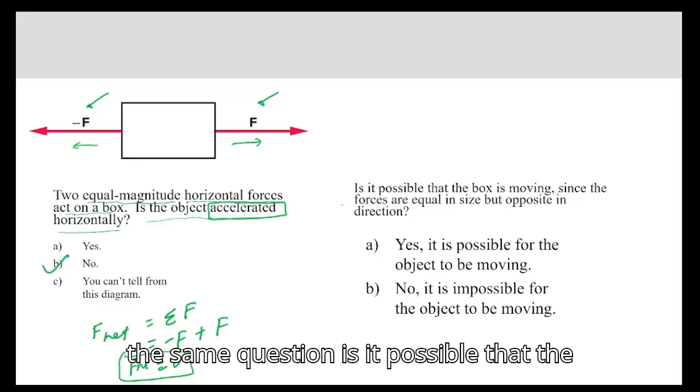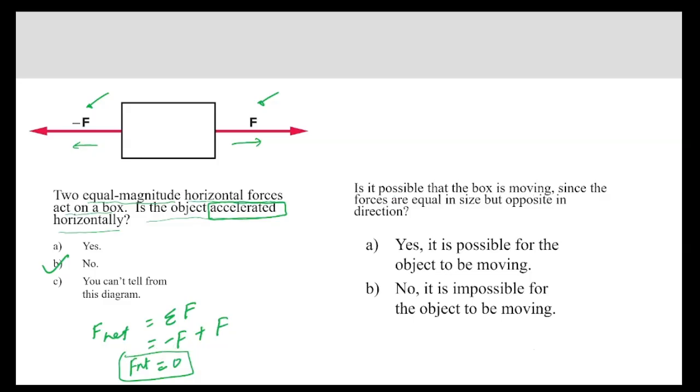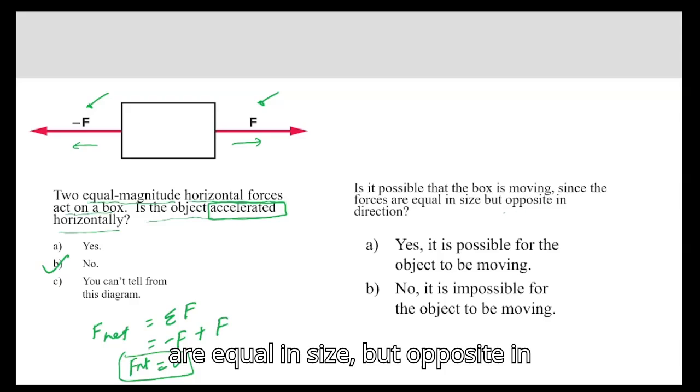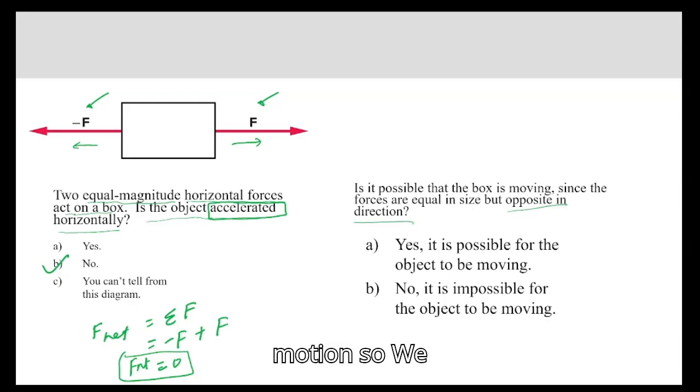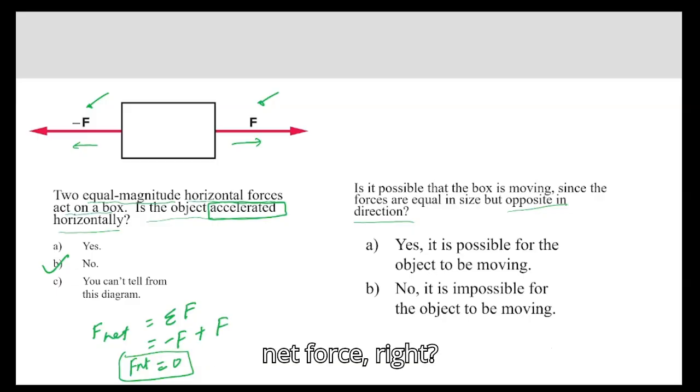Now for the same question, is it possible that the object is moving, since the forces are equal in size but opposite in direction? We said that the acceleration is dependent on the net force, right?